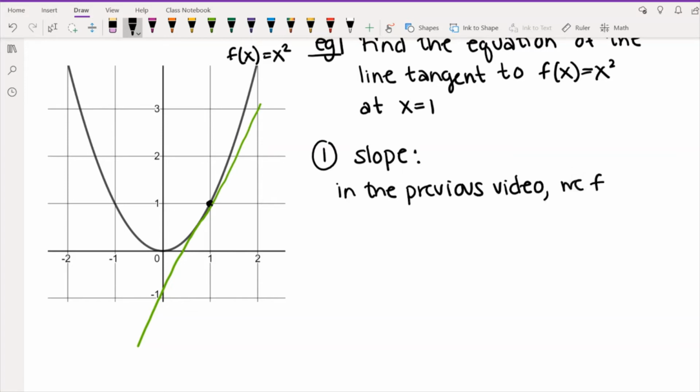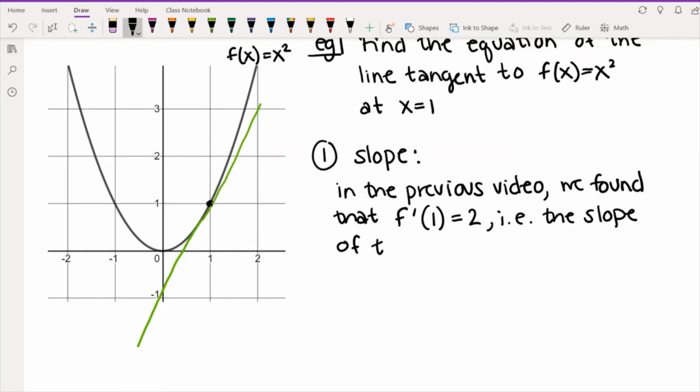We found that f prime of 1 is equal to 2. So what does f prime of 1 mean? Just to remind you, that literally just means the slope of the tangent line. So the slope of the tangent line is 2. Okay, so that's the first piece of information we need, the slope.